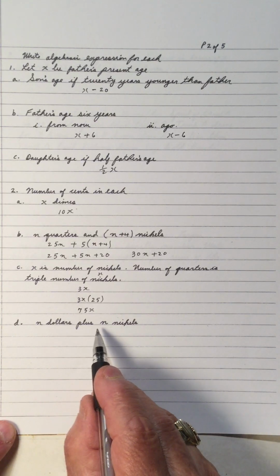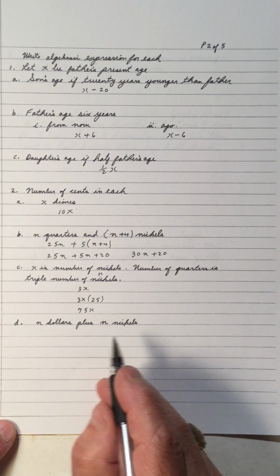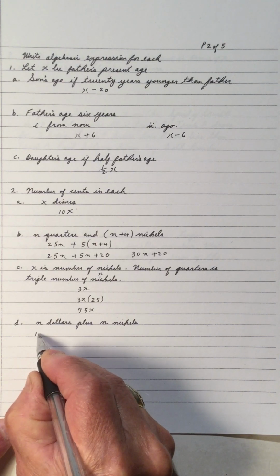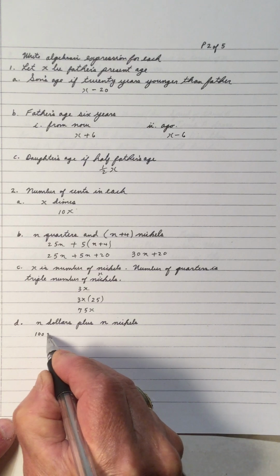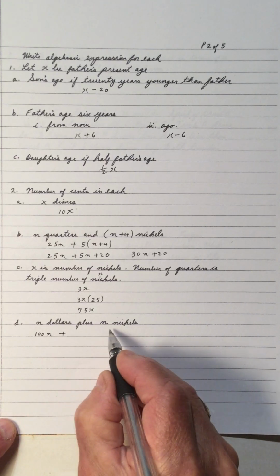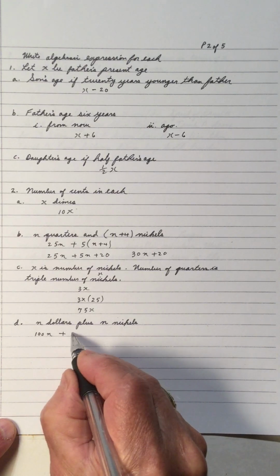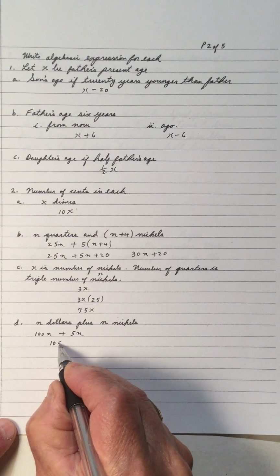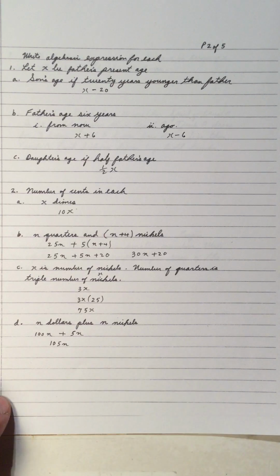n dollars plus n nickels. So if you got n dollars, so dollars is 100 cents, so it's 100n, plus n nickels. Nickels is 5, so it's 5n. And if you add, you got 105n as the number of cents.